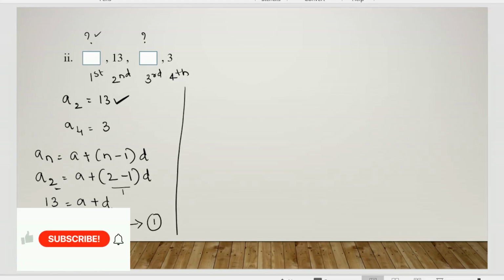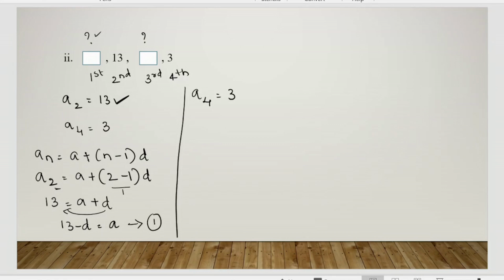In the same way, we will also use the fourth term, which is A4 is equals to 3, and get the value of A3. We know the formula, which is An is equals to a plus n minus 1 of d. So we are using A4. A4 is equals to a plus n, here n will be 4. 4 minus 1 of d. So A4 is 3 is equals to a plus 4 minus 1 is 3 into d is 3d.